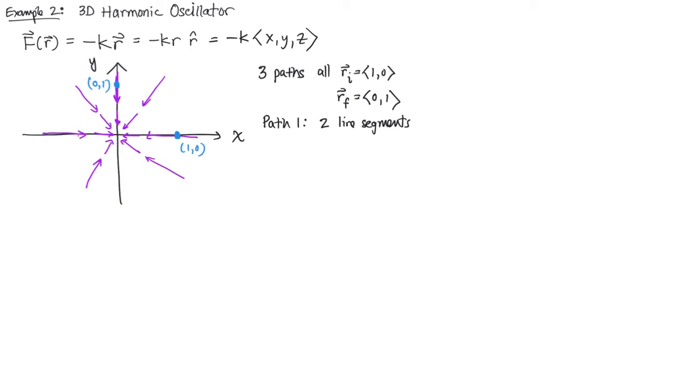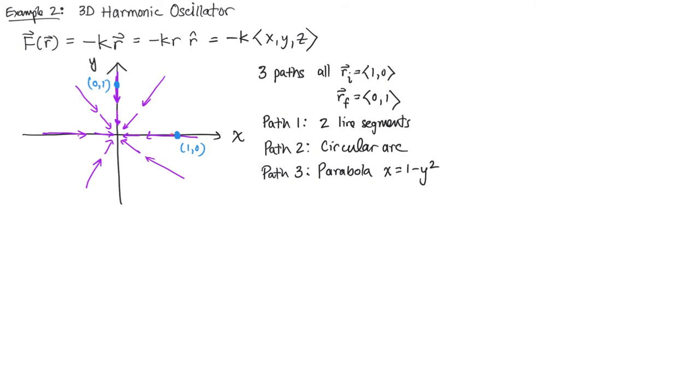So we're going to go from the starting point to the origin, and then from the origin up to the ending point. Path 2 will be a circular arc, and that circular arc will trace out a path like so. Okay, and then path 3 will be a parabolic path, x equals 1 minus y squared. So let me first just draw each of these paths.